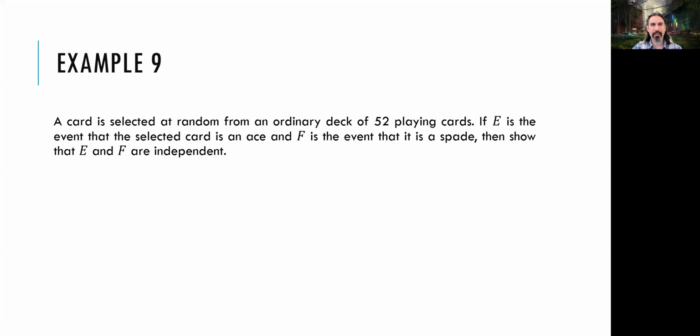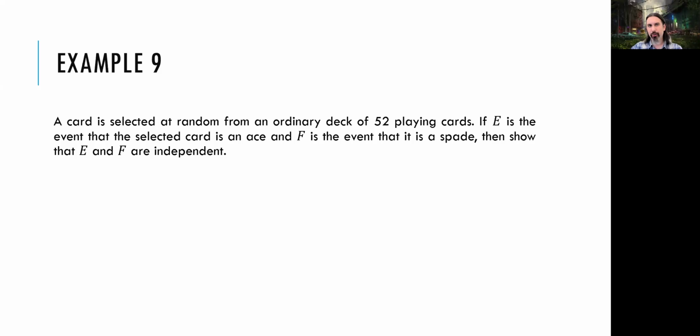One of them is that the card is an ace. So we are picking one card out of 52 cards, and there are 4 aces in there. So the probability of event E is 4/52, which is 1/13. It's obvious. And for F, there are 13 spades, because the deck has 4 suits, and spade is one of those suits, and it has 13 cards in it. So it's 13/52, which is 1/4.